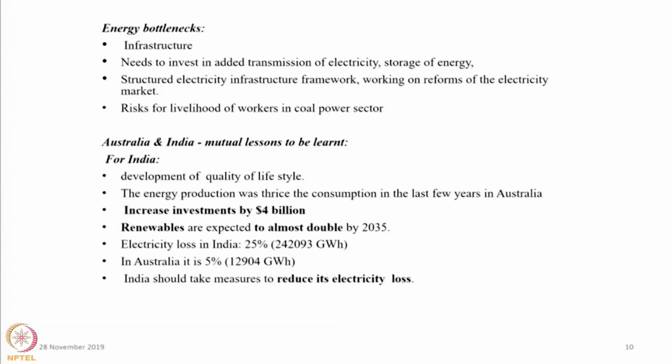For India, the development of lifestyle is very important. The reason is that per capita energy consumption in India is less compared to Australia. It shows that the quality of life has to be improved, and the investment in renewable energy generation has to be improved as Australia is doing day by day. The electricity loss in India is 25%, whereas in Australia it is just 5%. It shows that we have to give more concentration to saving electricity.